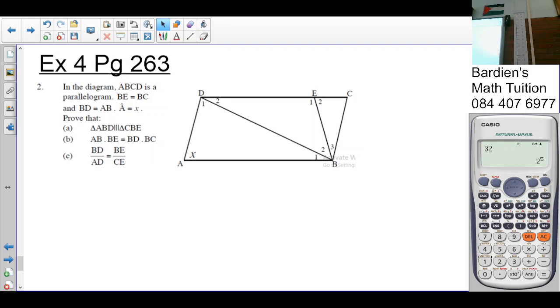We are told that BE is equal to BC. So if those are equal, what do we know? E2 is equal to angle C. Why? Angles opposite equal sides. Then we are told that BD is equal to AB. Sorry, I'm reading it wrong. So what can we conclude then? D1 is equal to angle A. Not so?